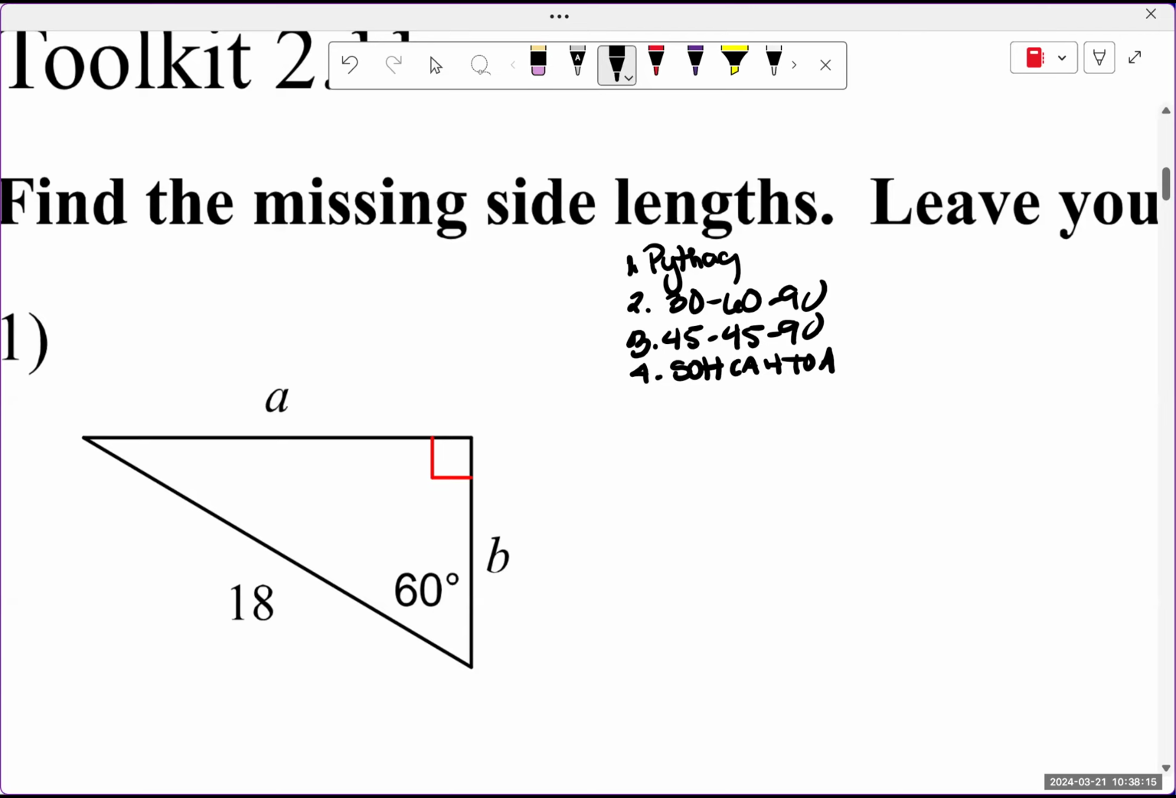Except not 6, but you are on the right track. So this is a 30, 60, 90. Correct. So let's draw our parent triangle that you're going to have in your notes. The short leg is A, the hypotenuse is 2A, and the long leg is A rad 3.